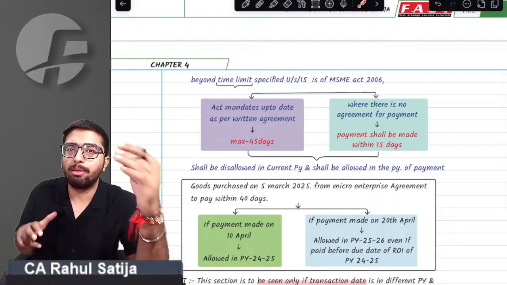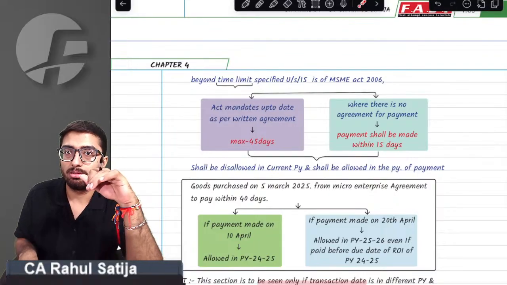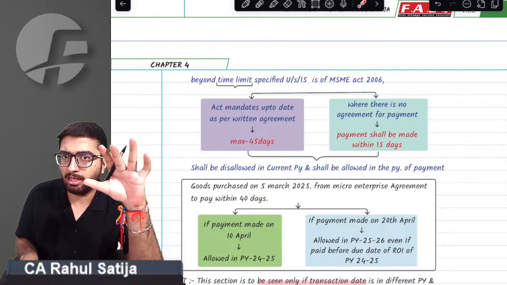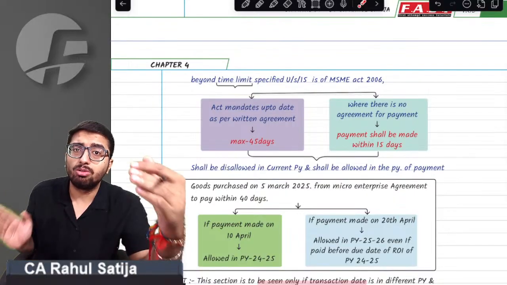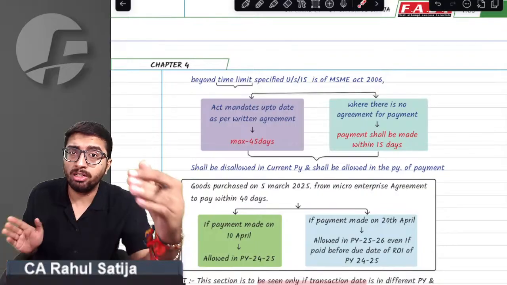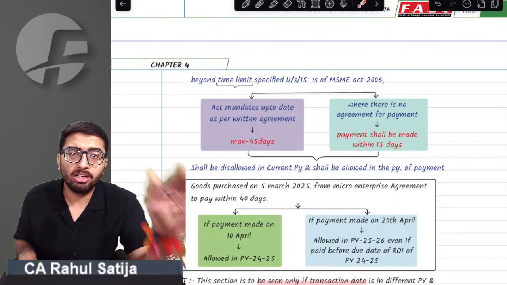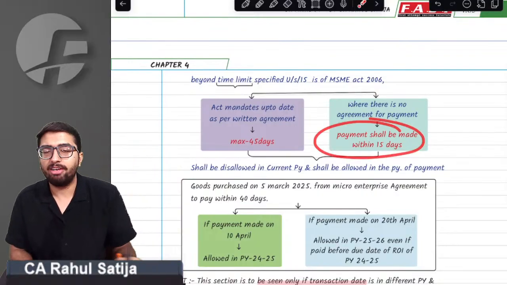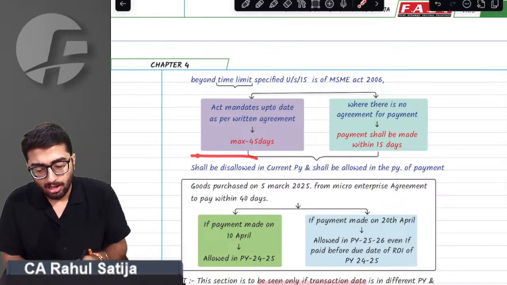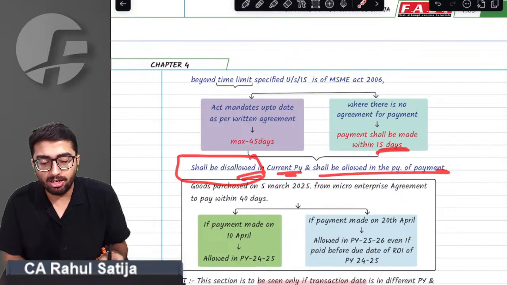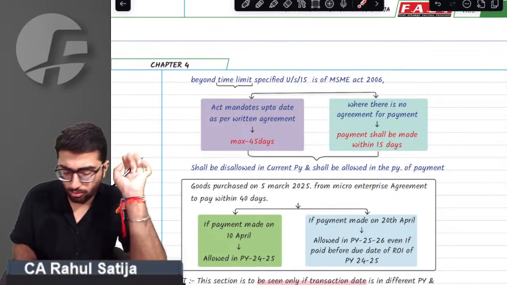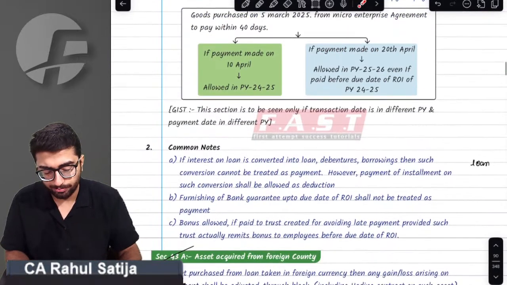The maximum period by which you should make payment is 45 days. If there is an agreement, honor that agreement. If there is an agreement which is very long, do not honor it. Honor only the 45 days. And if you do not even have an agreement, then payment shall be made within 15 days. Such a sum, if not paid within time, shall be disallowed in the current previous year and shall be allowed in the year in which payment is made. Okay, no issue whatsoever.